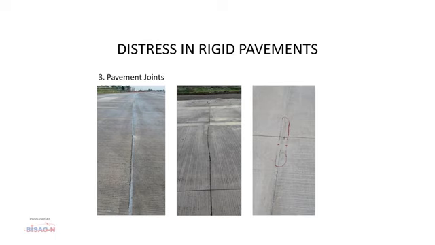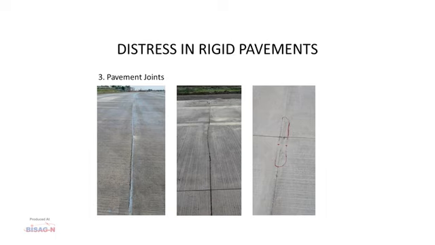Now, coming to the next, the pavement joints. Joints are an integral part of rigid pavements. Basically, joints are the artificial cracks which are induced in the rigid pavement, and if these joints are cut in an irregular fashion, then the slab will fail in irregular shapes and irregular patterns.